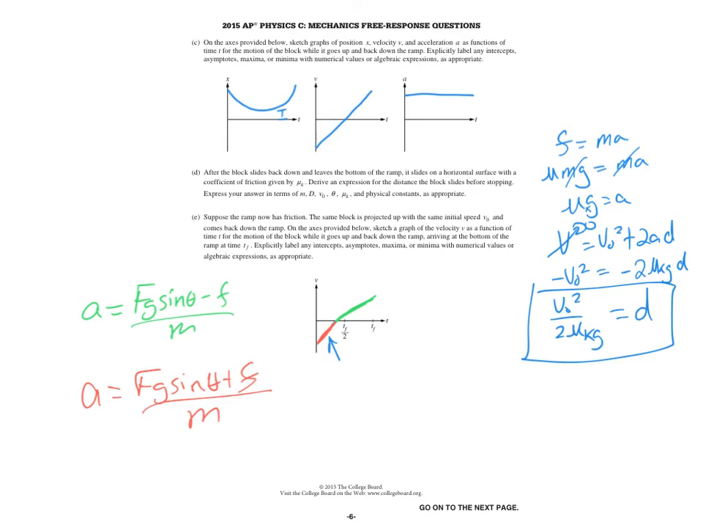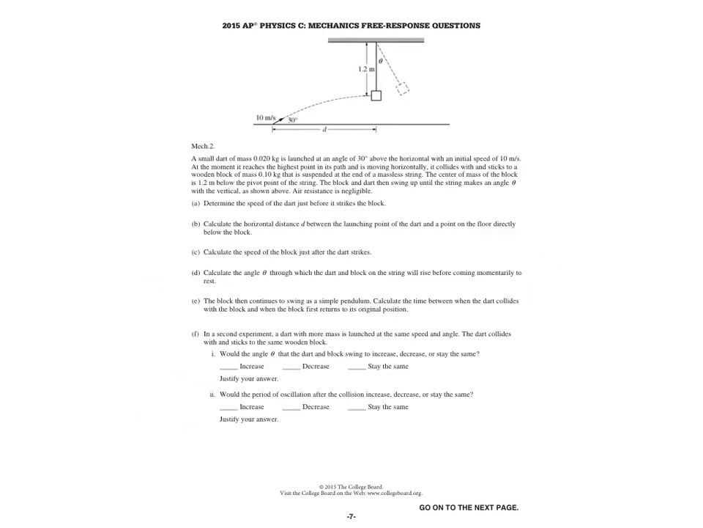All right, next up, we've got a lovely projectile problem mixed with a pendulum. Always love stuff like this. So we have a small dart of 0.02 kilograms launched 30 degrees above the horizontal at 10 meters per second. At the moment it reaches its highest point in its path, it's moving horizontally. It collides and sticks to a wooden block that is suspended at the end of a string. The center of mass of the block is 1.2 meters below the pivot point on the string. The block and the dart then swing up until the string makes an angle theta.